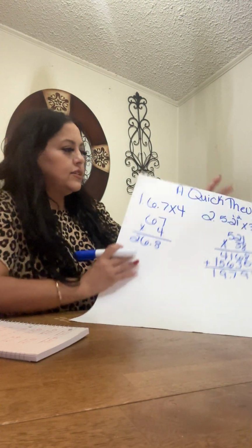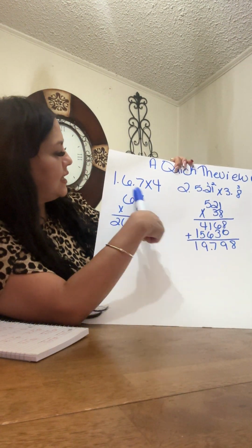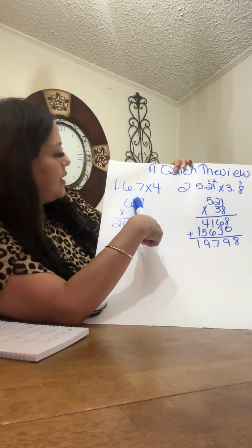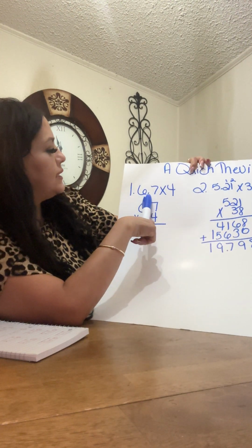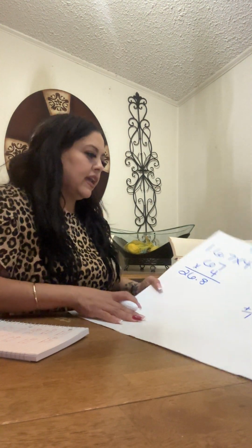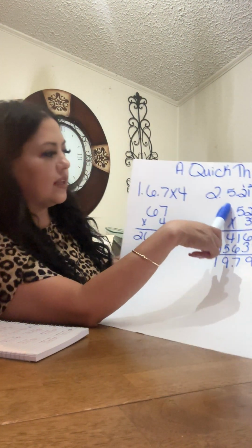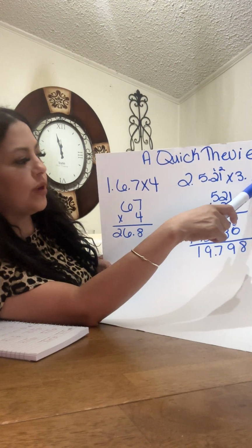So that was a quick little video on how to multiply. Okay. So I wrote a couple of examples. So here's the first example right here. So I have 1.6 times, yes, 1.6 times 7. And then on this next one, I have 5.21 times 3.8.